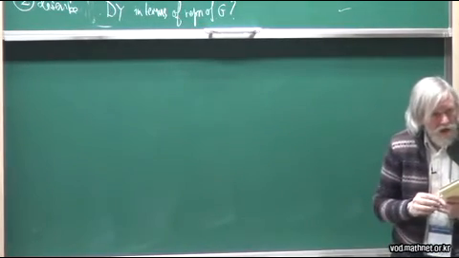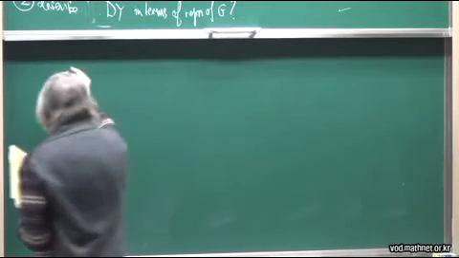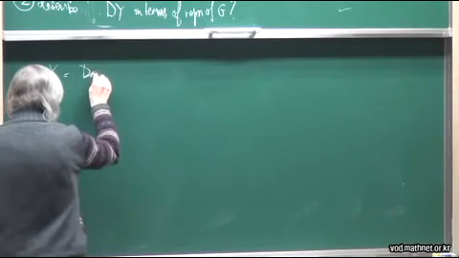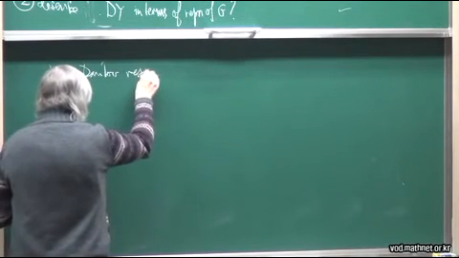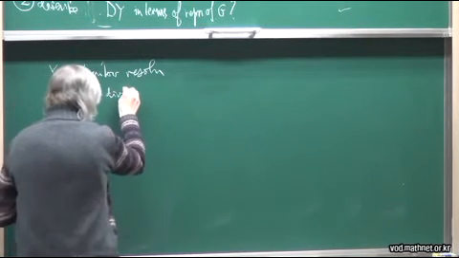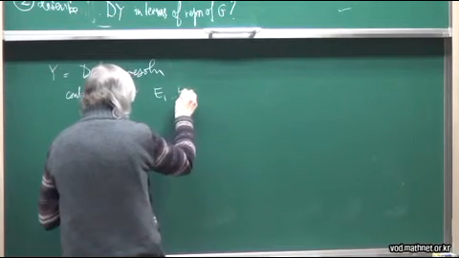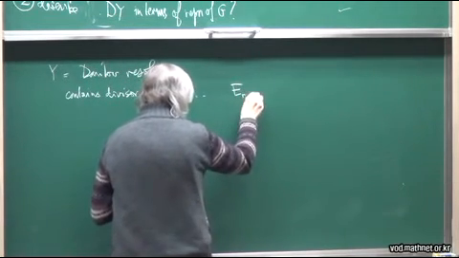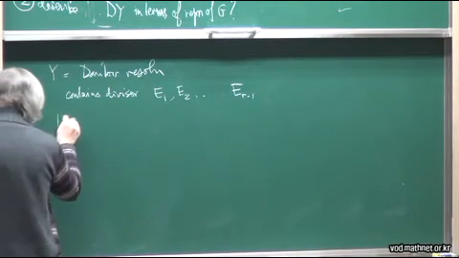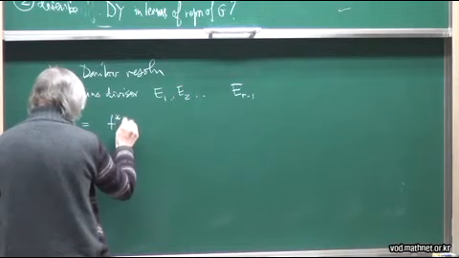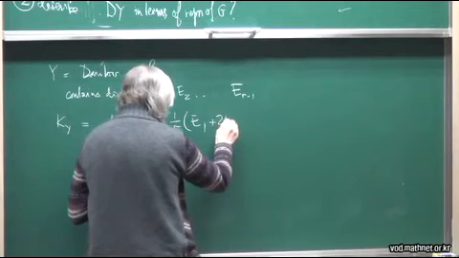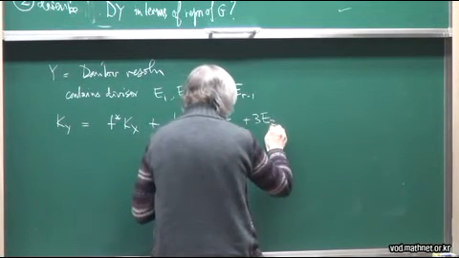I'm sorry? Of course not. So look, I do this, y equals Danielov resolution. Then it contains divisors E1, E2, up to E r minus 1, corresponding to the different steps of the blow-up. And ky is the pullback of kx plus 1 over r of E1 plus 2E2 plus E3 and so on.